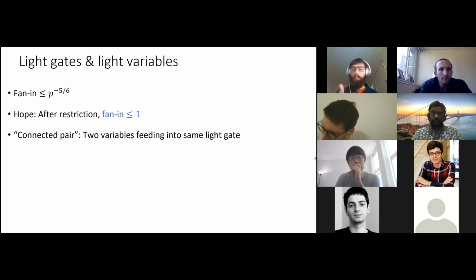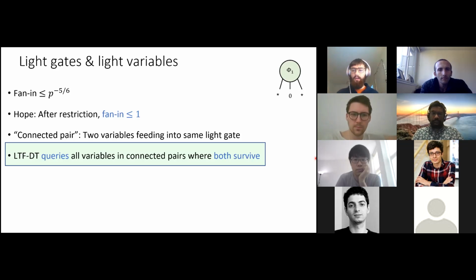Okay, so if we're hoping for this to happen, we're hoping that the fan-in goes down to 0 or 1, then the troublesome case that we need to be worried about is 2 variables that feed into the same light gate. Right? So let's call that a connected pair. And the bad case for us is when both of those variables survive. They're both star. And so what we do in that scenario is, of course, what we always do, which is query whoever's responsible, right? We query the variables that are in the connected pairs where both survive. Those are the variables where something went wrong. So we just query them.